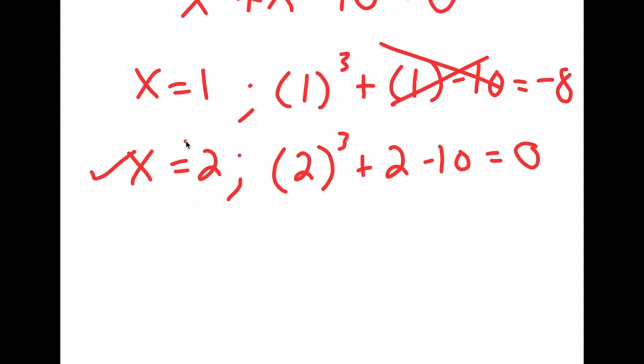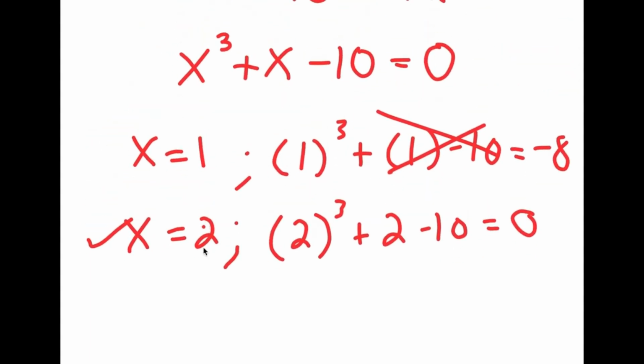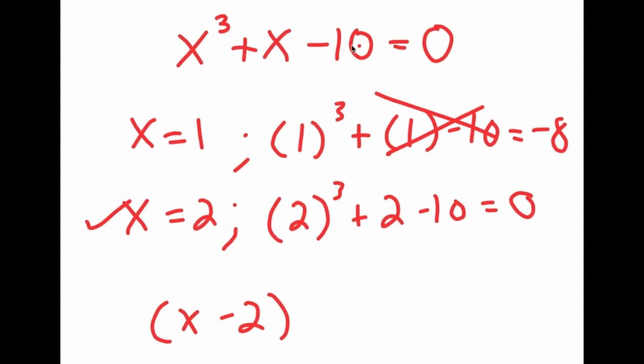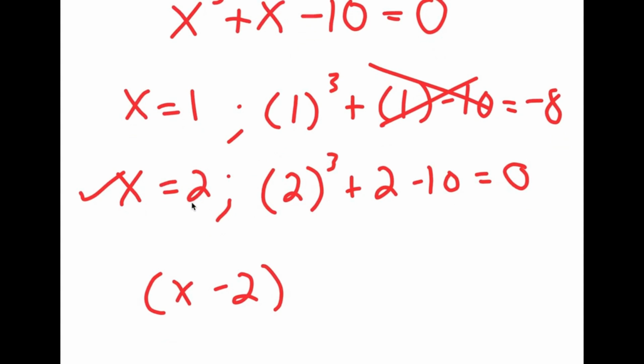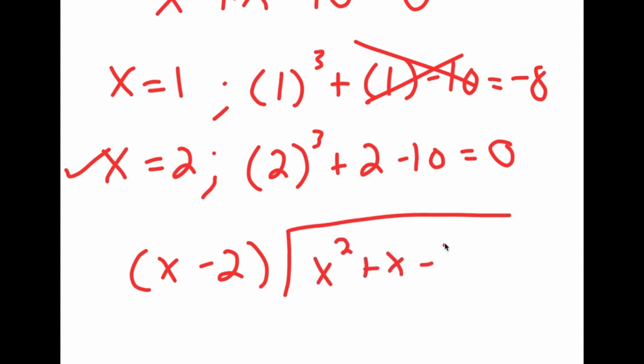So now that we have one solution of x, we can use this solution to find out the rest of the solutions. And how are we going to do that? Well, if x equals 2, this means that x minus 2 is a factor of our original equation, because if we plug in 2 for x in x minus 2, that equals 0. This means that I have to divide x to the power of 3 plus x minus 10 by x minus 2.